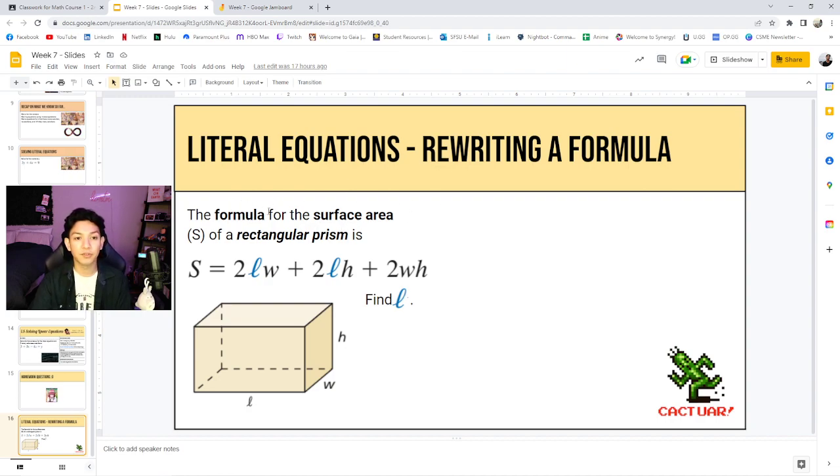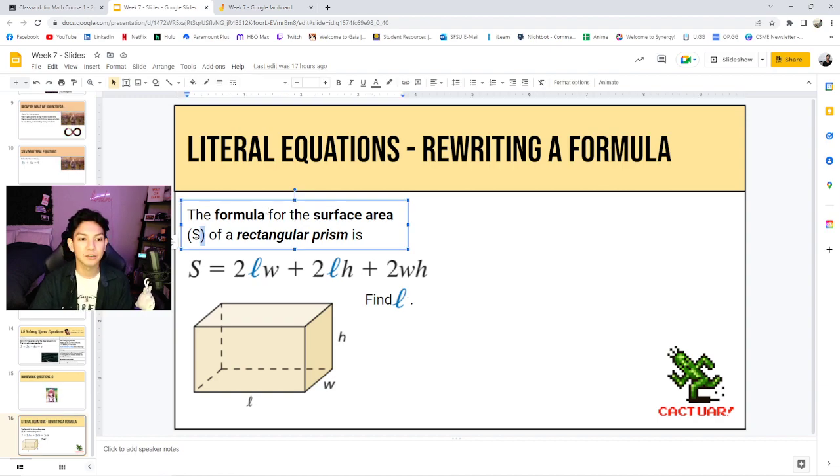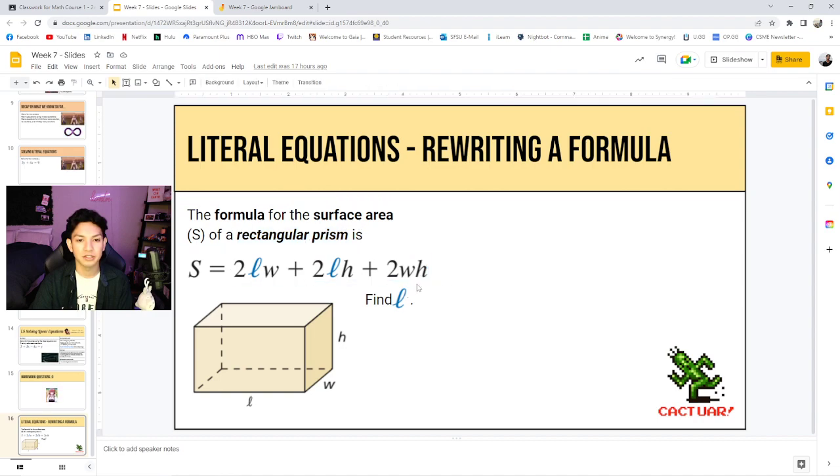So this says the formula for the surface area S of a rectangular prism is this equation right here. What this reads as is the surface area of a rectangular prism equals 2 times the length times the width plus 2 times the length times the height plus 2 times the width times the height. And our goal here is to find an equation where we have L, which is the length, on one side of the equation.